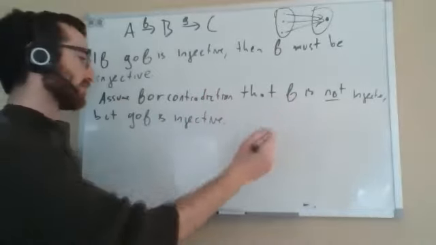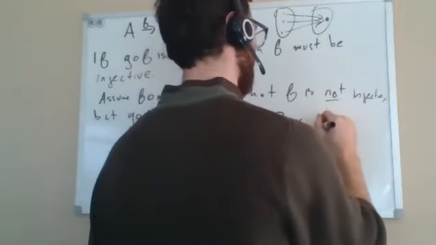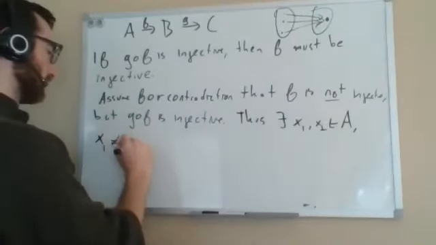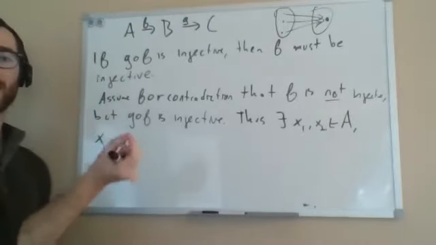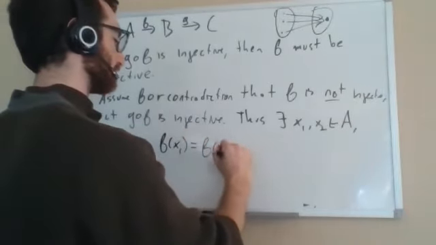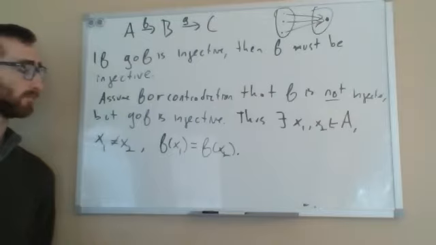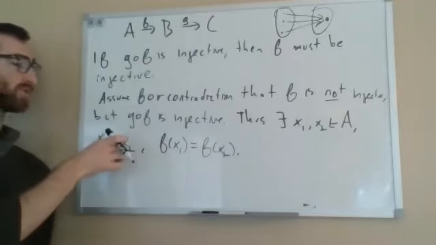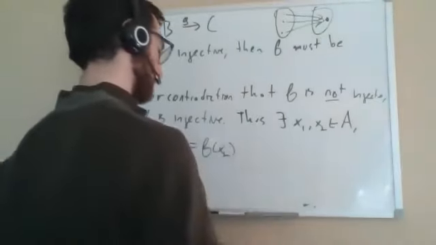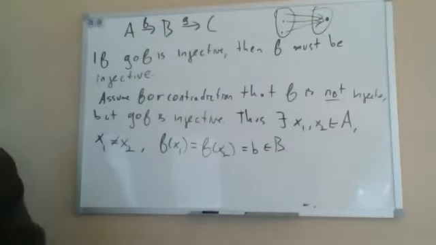If I assume that F is not injective, then what I can say is, thus, there exist x1 and x2 inside A, x1 not equal to x2. I pick two different elements, and then f maps both of those elements to the same thing: f of x1 is equal to f of x2. Right? That's what it means for f to not be injective. It takes two different elements and sends them to the same thing. We can call this b in B, so f of x1 equals f of x2 equals b in B. Okay?